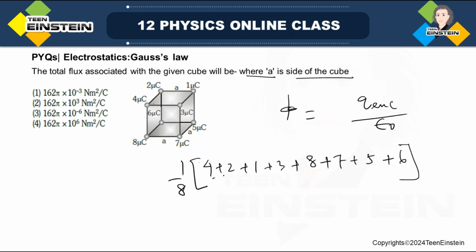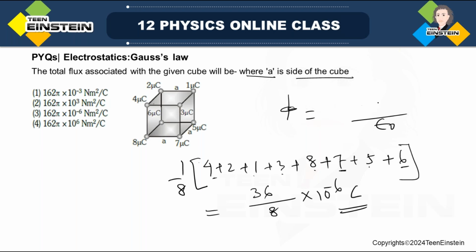So I have 4, 4, 2, 6, 7, 10, 18, 25, 25, 30, 36. So I have got 36 by 8 into 10 to the power minus 6 coulomb. This much charge is enclosed by the cube over here. Now let us put it here.